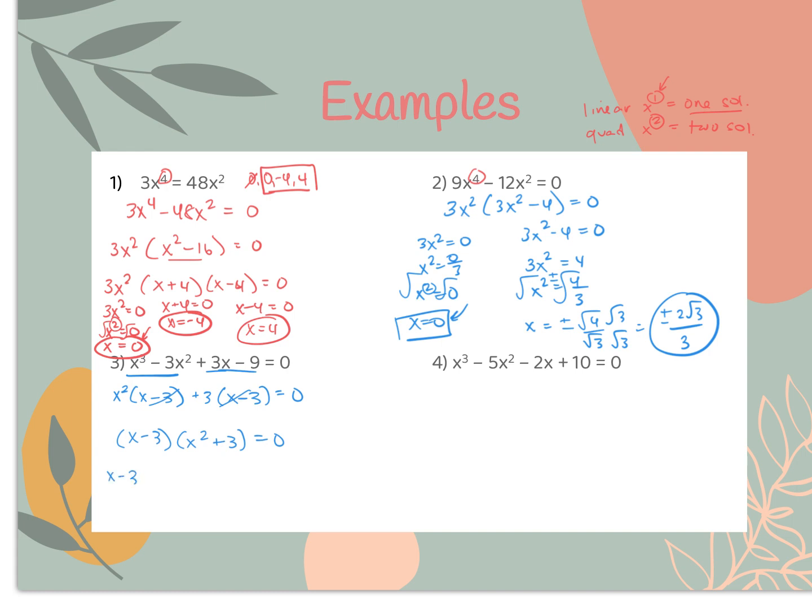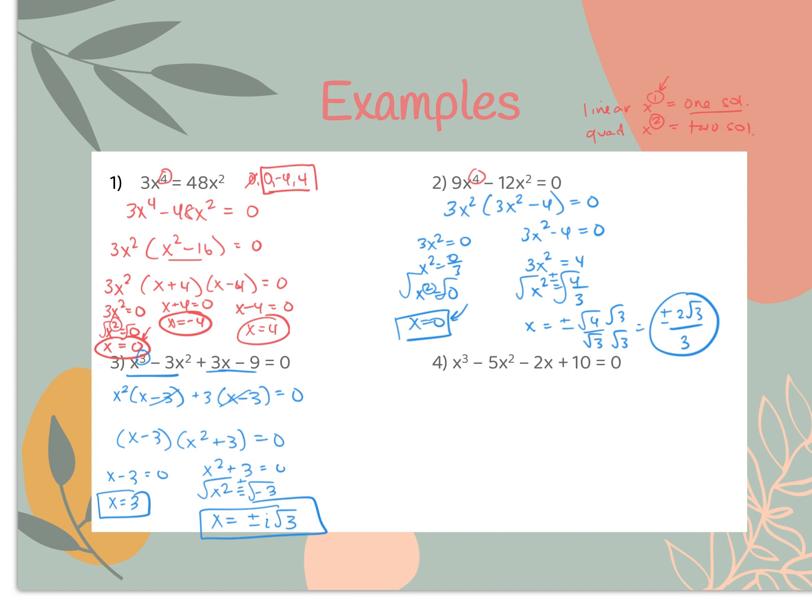Now I'm going to solve. So x minus 3 is 0, so x equals 3. I come over here, x squared plus 3 equals 0. And so I'm going to get x squared equals negative 3, and then square root, plus minus square root. And so I get x equals plus minus i radical 3. And so notice that I have 3 solutions, and notice my highest power is 3. Okay? We keep going here.